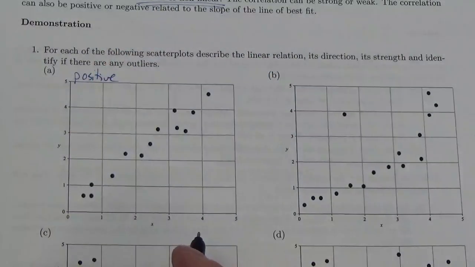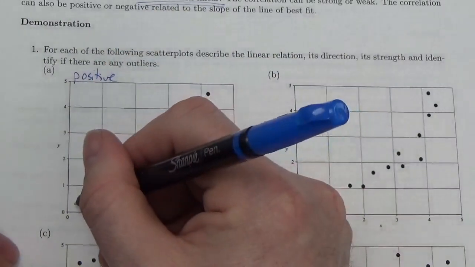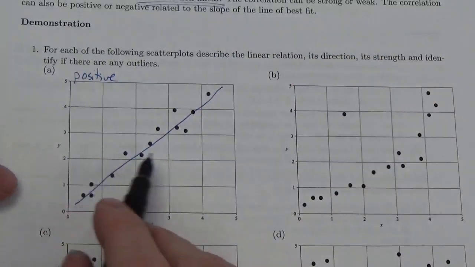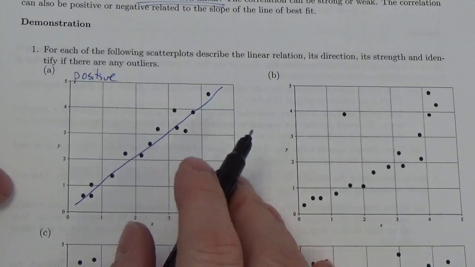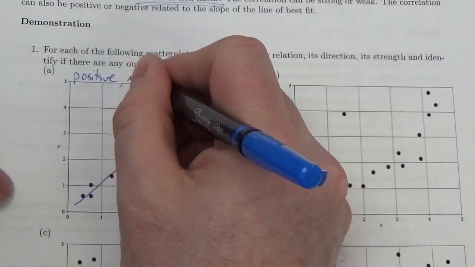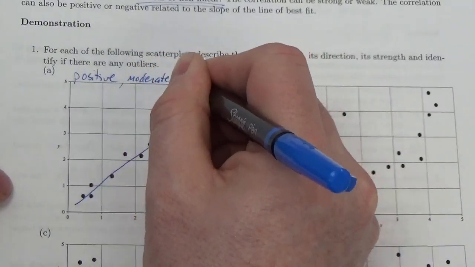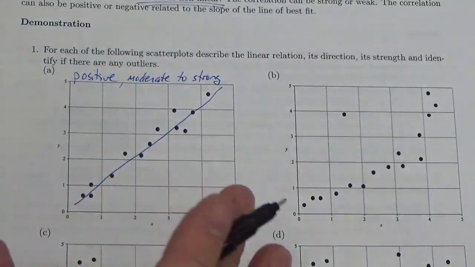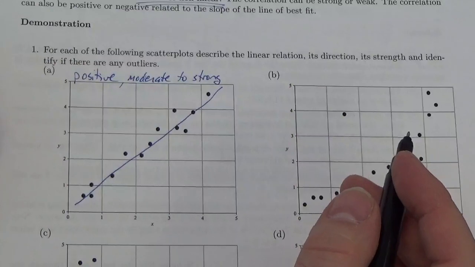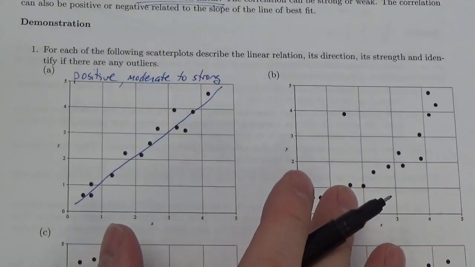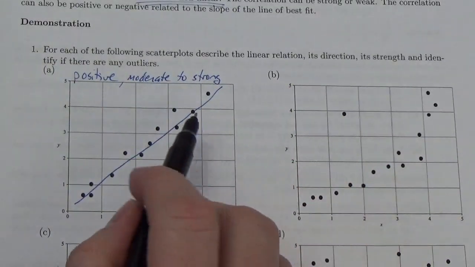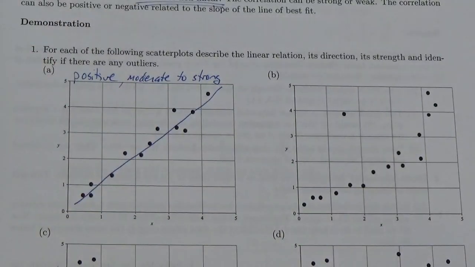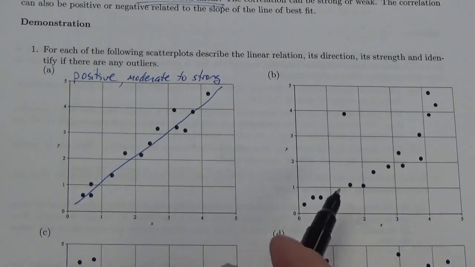In fact, there's a relatively clear line that you can draw through that. I probably should have pulled out a ruler when I did that. So its strength is going to be moderate to strong. It's not perfect, but I've got a pretty good sense of what that line looks like. And there are no real outliers in this data. Don't be grabbing little points like this that are just a little ways off. An outlier should be significantly away from the rest of the data.